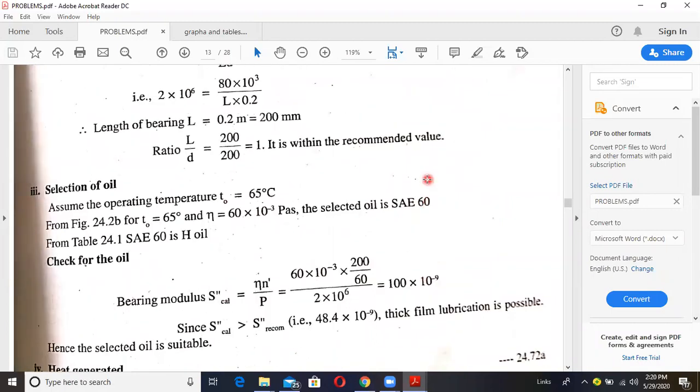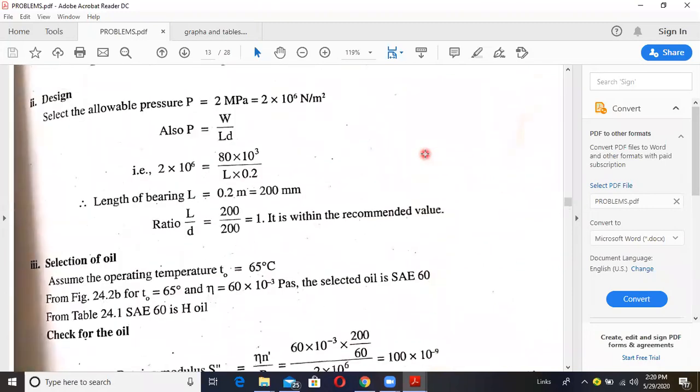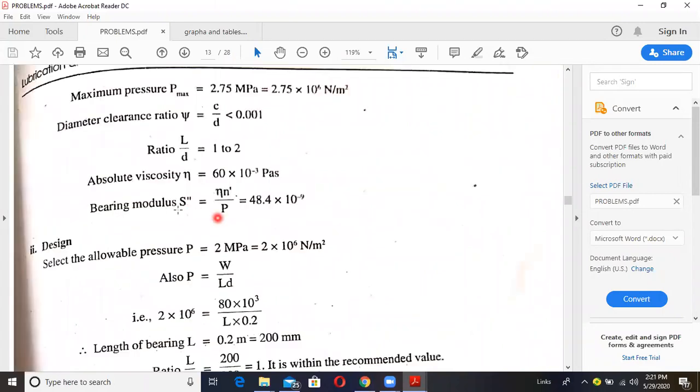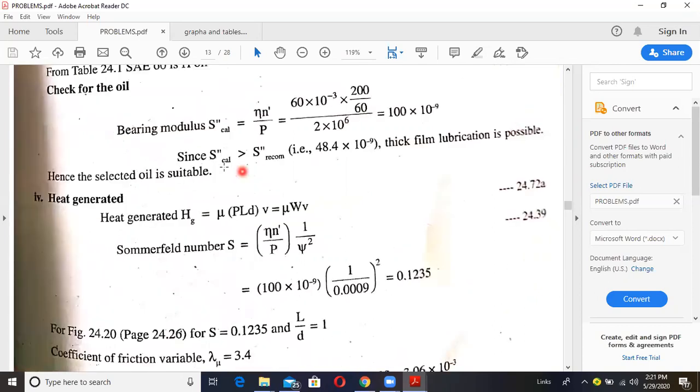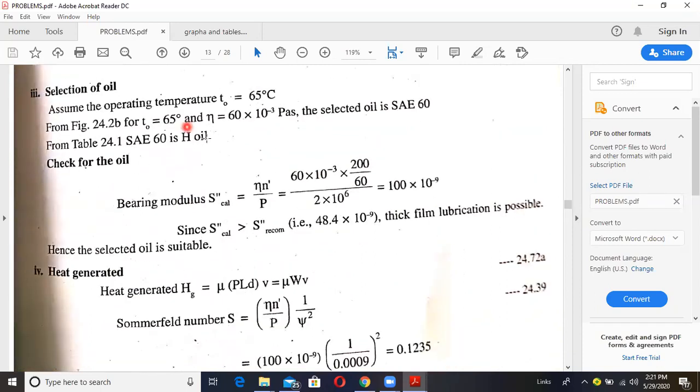Now this calculated bearing modulus should be greater than the bearing modulus obtained from the first table. From first table we got bearing modulus is 48.4 into 10 to the power of 9. This bearing modulus is less than the calculated, hence thick film lubrication is possible and the selected oil is suitable. So in this way we check whether the selected oil is suitable or not. So this is the third step.